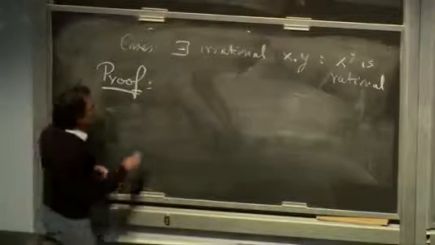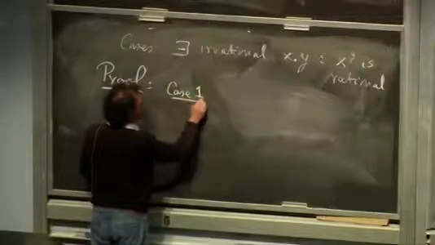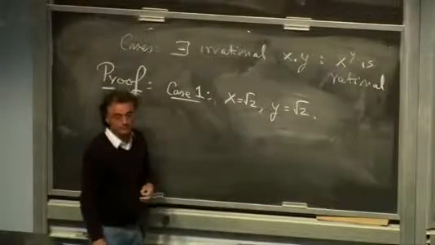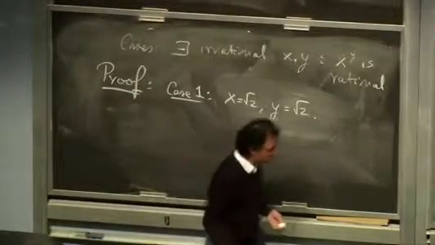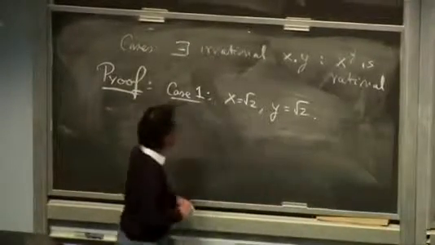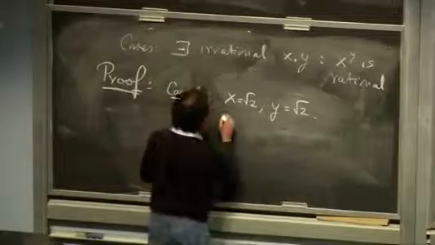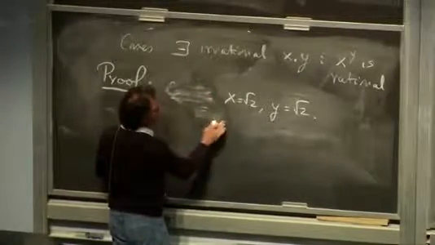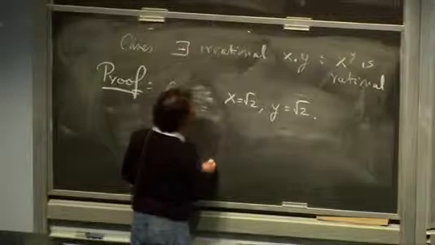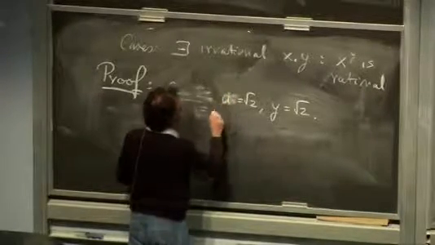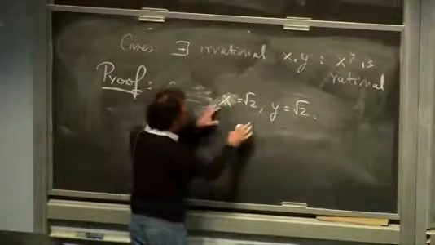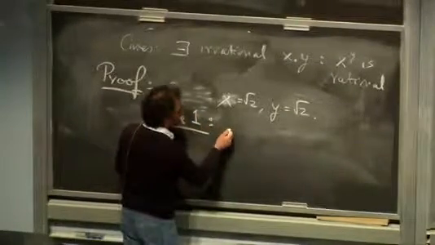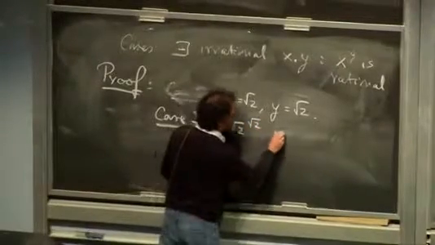Okay? So start with, so case 1, let x equal to square root 2, y equal to square root 2. Okay, so proof. Sorry, let me just, okay. So either, so, okay. Let me just, what should I call it? Let's just do this. Consider x equal to square root 2, y equal to square root 2. So case 1, either square root 2 to the square root 2 is rational.